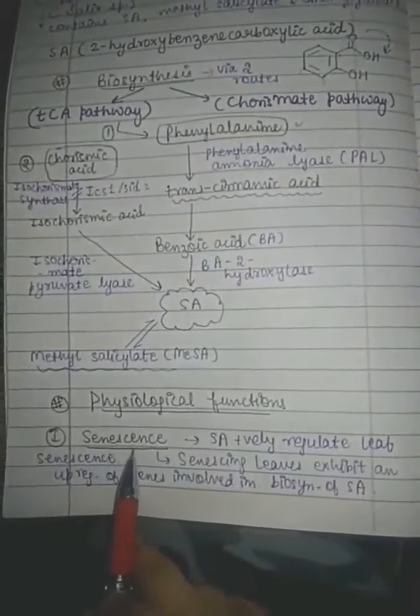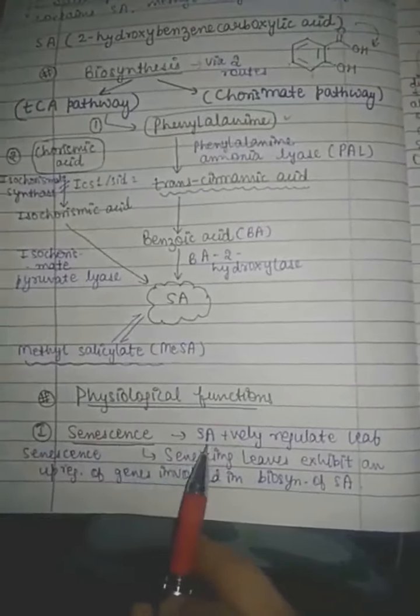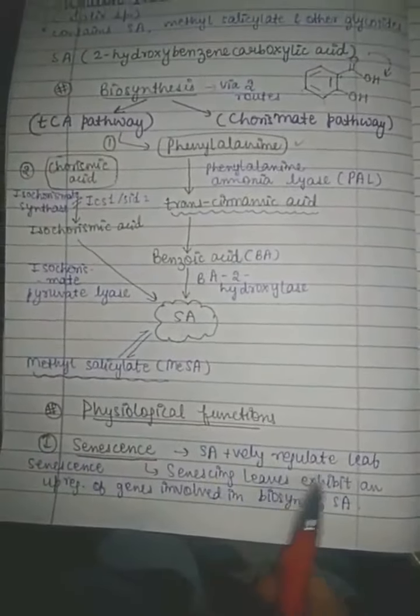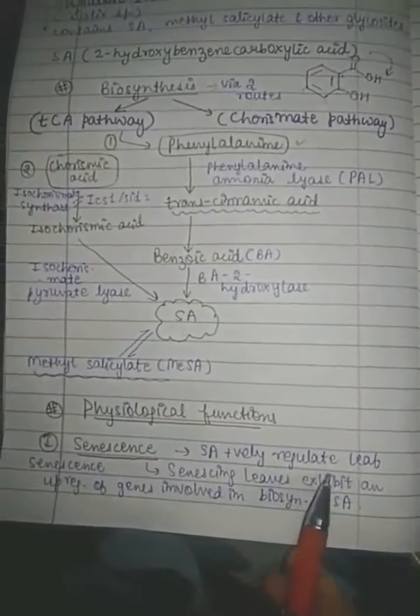The first major function is senescence. It is noted that salicylic acid positively regulates leaf senescence. Senescing leaves exhibit an upregulation of genes involved in the biosynthesis of salicylic acid. It means when the leaves are in their senescing stage, they upregulate the genes involved in the biosynthesis of salicylic acid. So it can be observed that salicylic acid positively promotes leaf senescence, or enhances it. Or we can also say that salicylic acid has a role in leaf senescence.